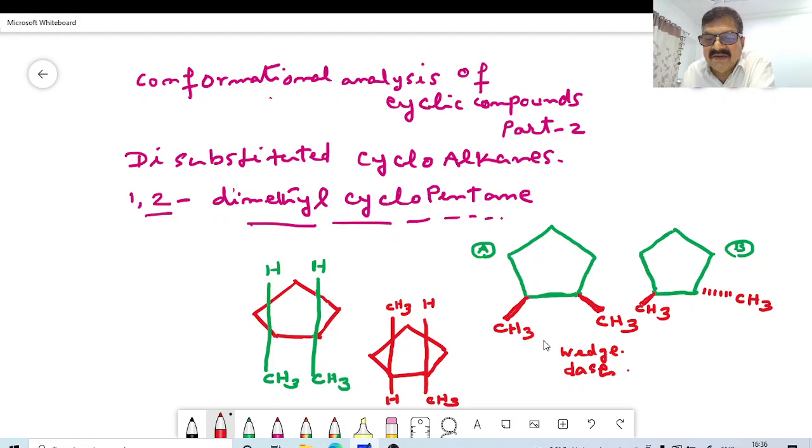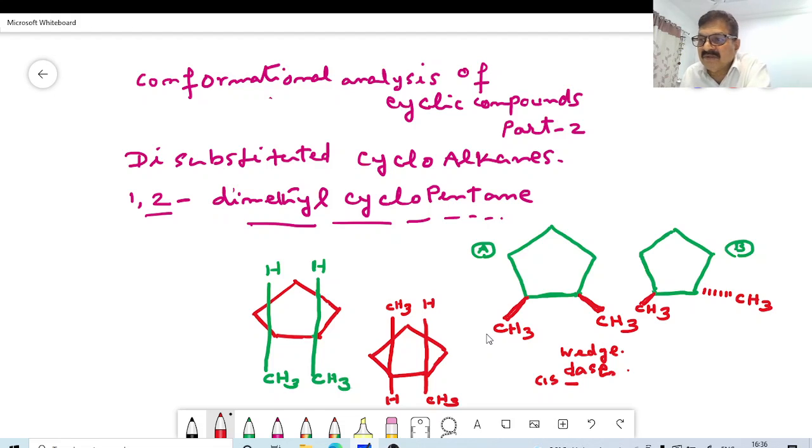Now here we have wedges and dashes. Wedges are used to represent bonds in front of the ring as if projecting towards you, above the ring we can say. And the other one, dashes, below the ring or as if it is away from the ring, behind the ring. So here in structure A, these two methyl groups are above the ring. It is known as cis isomer, that is, it is on the same side. Cis isomer means two methyl groups on the same side of the ring. So it is a cis isomer.